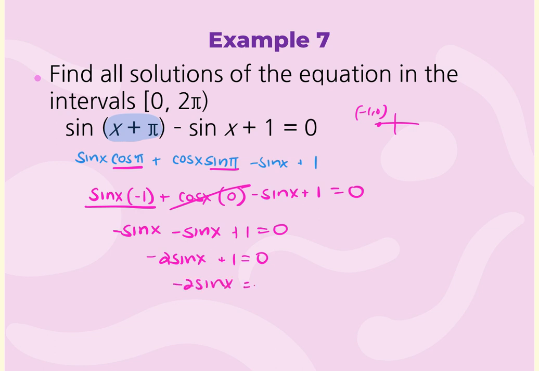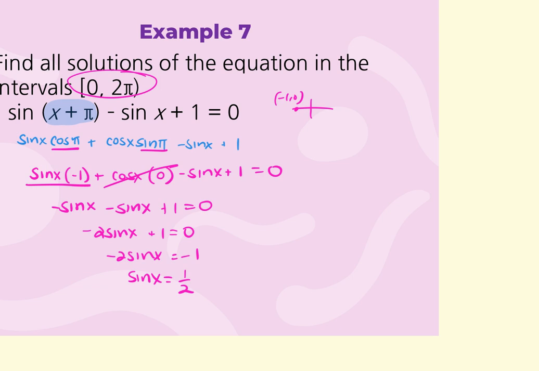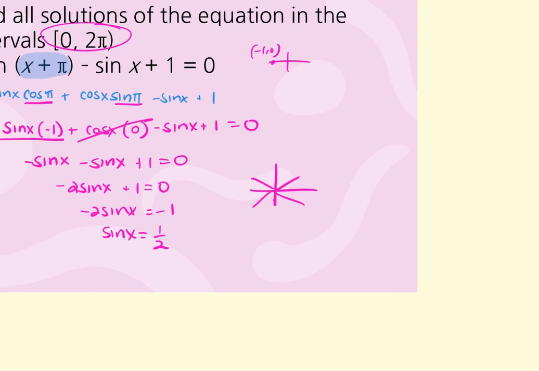-2 sine of x equals -1, and sine of x equals +1/2. And because we're on our fixed unit interval, we're not going to need to add the 2n pi. We're going to use the full circle and find everywhere sine is 1/2, which happens at all the over 6's. So pi over 6, 5 pi over 6, 7 pi over 6, and 11 pi over 6.